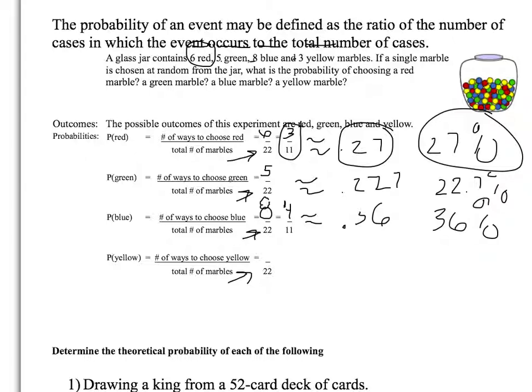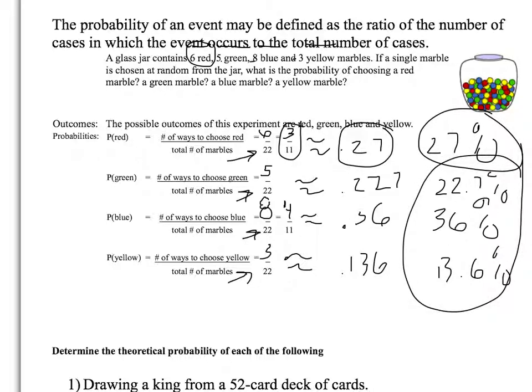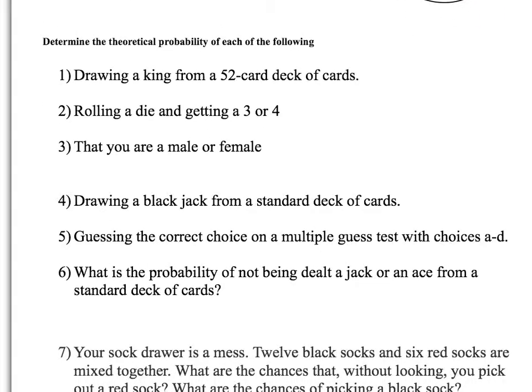And then finally, ways to choose a yellow marble. There are 3 yellow marbles, so there's 3 out of 22. Additionally, we could divide our 3 by 22 and get 0.136, so about 13.6%. I'm not totally concerned with where you're rounding these things. I rounded to the tenth here, I rounded to the whole percent on this one, and the first one I rounded to the tenth there, just because the 0.27 was 0.272, which is roundable. So I'm not totally hung up on that, and the instructions will give us an idea as to what we're doing.